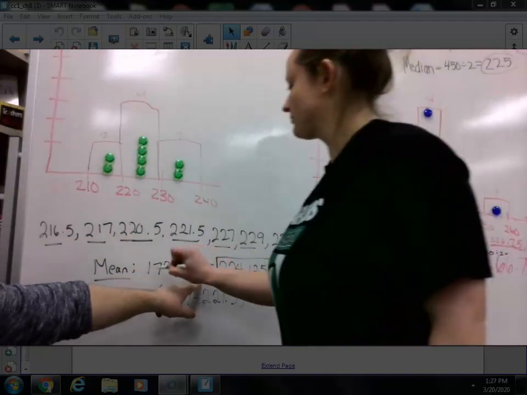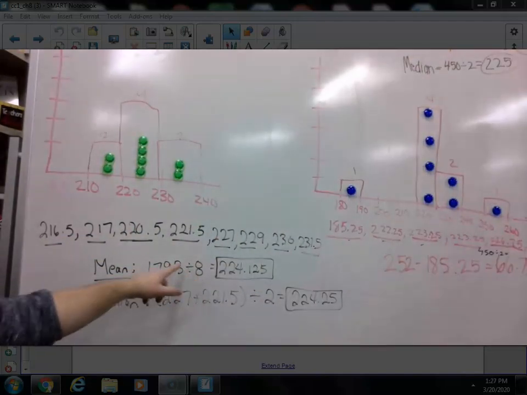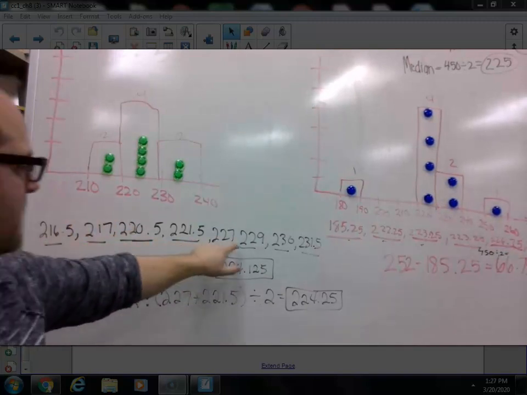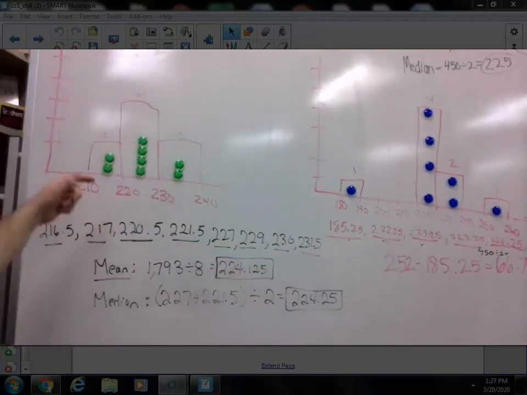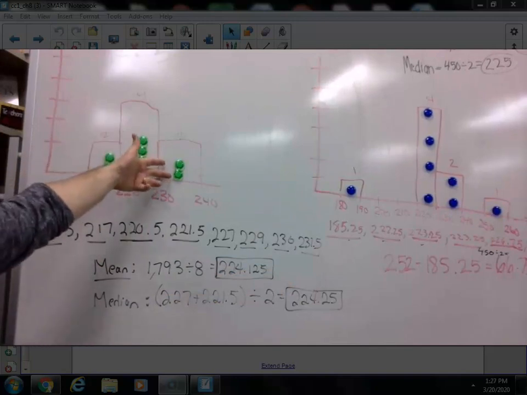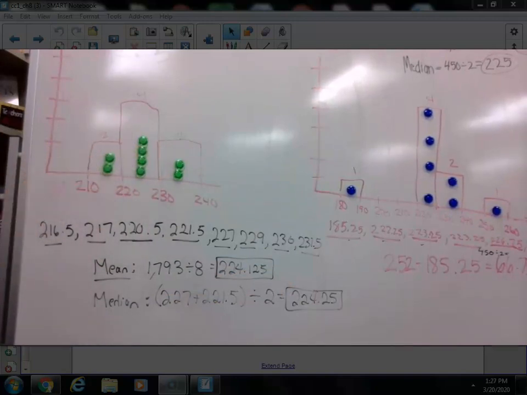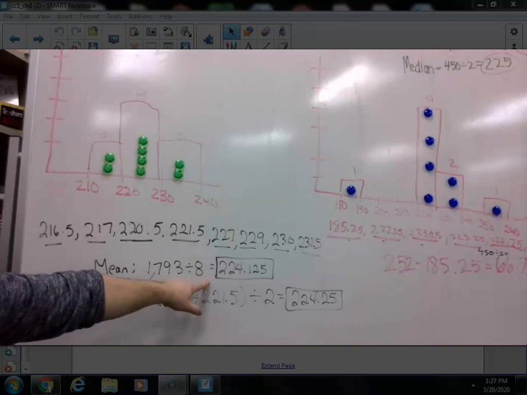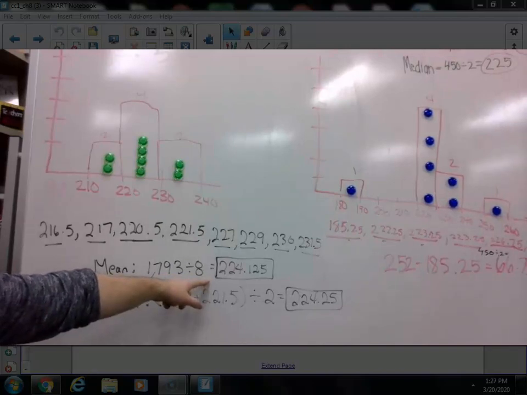All right, in 2008, so we had our histogram where we organized our data. We organized our data least to greatest, and we were able to find the range. The mean, remember the mean is the average. So how do we find the average or the mean? We add up all of our values, and we should have got 1,793. Why are we dividing it by 8? Because we have 1, 2, 3, 4, 5, 6, 7, 8 sets of data, which also corresponds to our 8 sets of data up here in our histogram. And when we divide that, we get 224 and 125 thousandths as our answer.